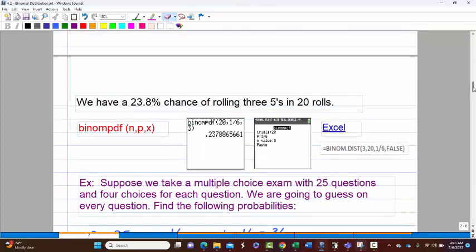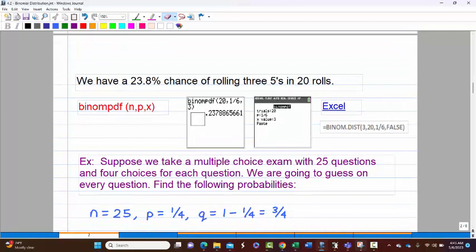We don't need it for the technology. So here, I did binom PDF, 20, 1/6, 3, and got this 23.8. And you see over in Excel here, I did binom dist, but the 3 goes first. It's just the order they want them. And then the 20, then the 1/6, and the false. But you can look at these as reference, and you can compare. That way, when you go to enter it, you'll see what's happening. And I'm sure you'll get used to it quick enough.